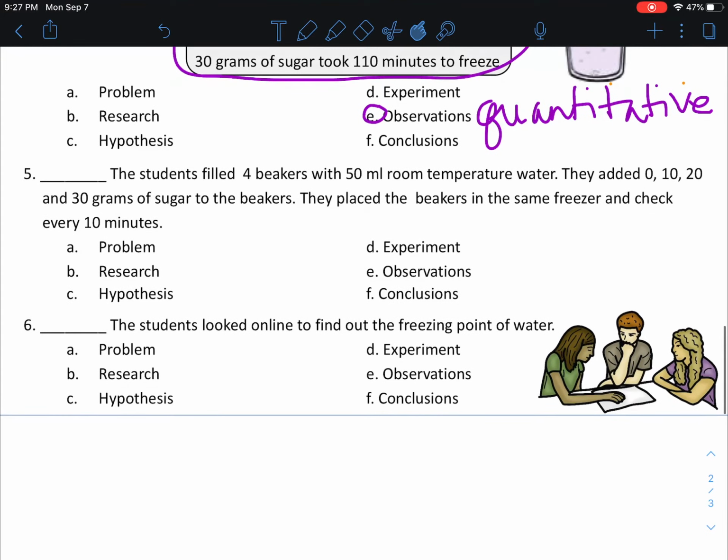The students filled 4 beakers with 50 mils room temperature water. They added 0, 10, 20, and 30 grams of sugar to the beakers. They placed the beakers in the same freezer and checked every 10 minutes. What are they explaining here? They're explaining their experiment. The students looked online to find out the freezing point of water. What was that? That was their research.